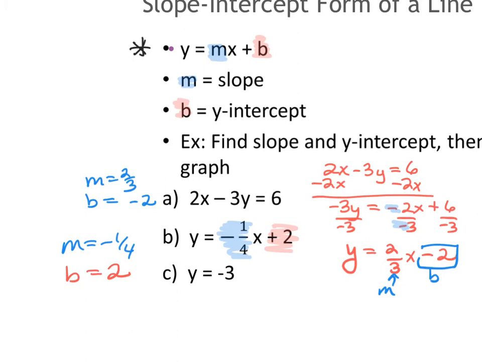If you recall, when I went through the horizontal and the vertical lines, remember when the equation is y equals a number and there's no x here, this tells me that this is a horizontal line. And remember, the slope of a horizontal line is going to be 0. And my y-intercept is the negative 3. Now let's graph these 3 on the next slide.